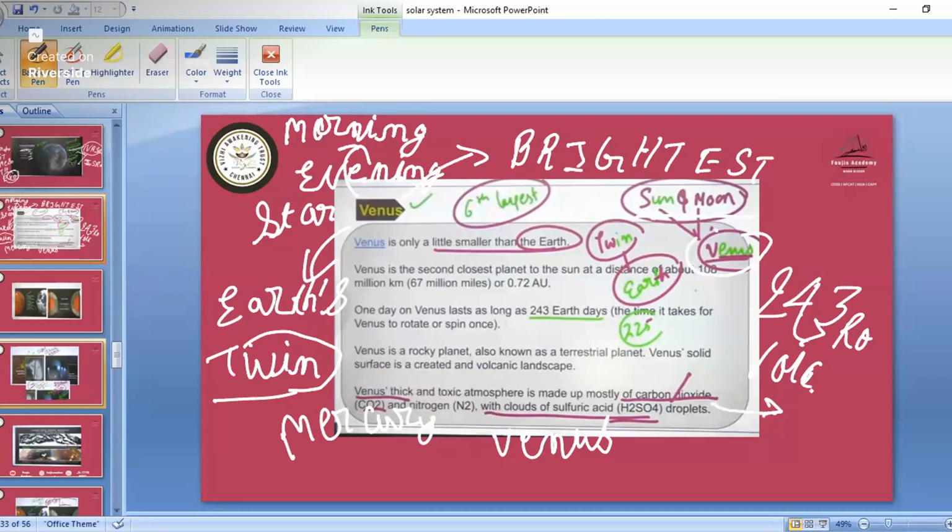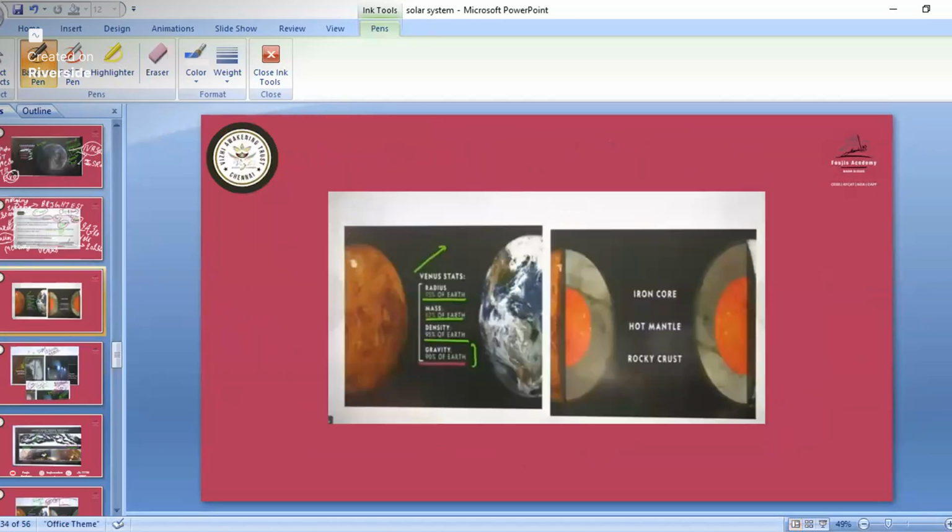About this, a question has come in the 2023 second CBSE paper, about carbon dioxide, nitrogen, and sulfuric acid droplets. That's why we are studying this solar system. So see this: Venus has a thick and toxic atmosphere made up of carbon dioxide, nitrogen, and clouds of sulfuric acid droplets. Okay, now we'll see the Venus parts.